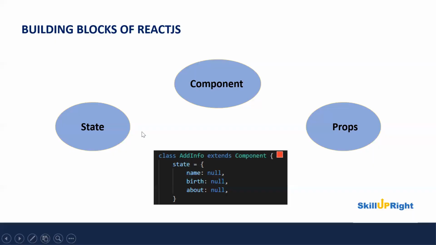These are called the 3 building blocks of ReactJS. That is going to be your state, component, and props. Whenever we talk about React, these are the 3 basic concepts you really have to know. This is the snippet I've added. This is how you create a class. A component can be a class or a function. Here you can see class name, extends, component. State is nothing but a JavaScript object. I hope you know JavaScript objects. This is just a JavaScript object consisting of property value pairs.